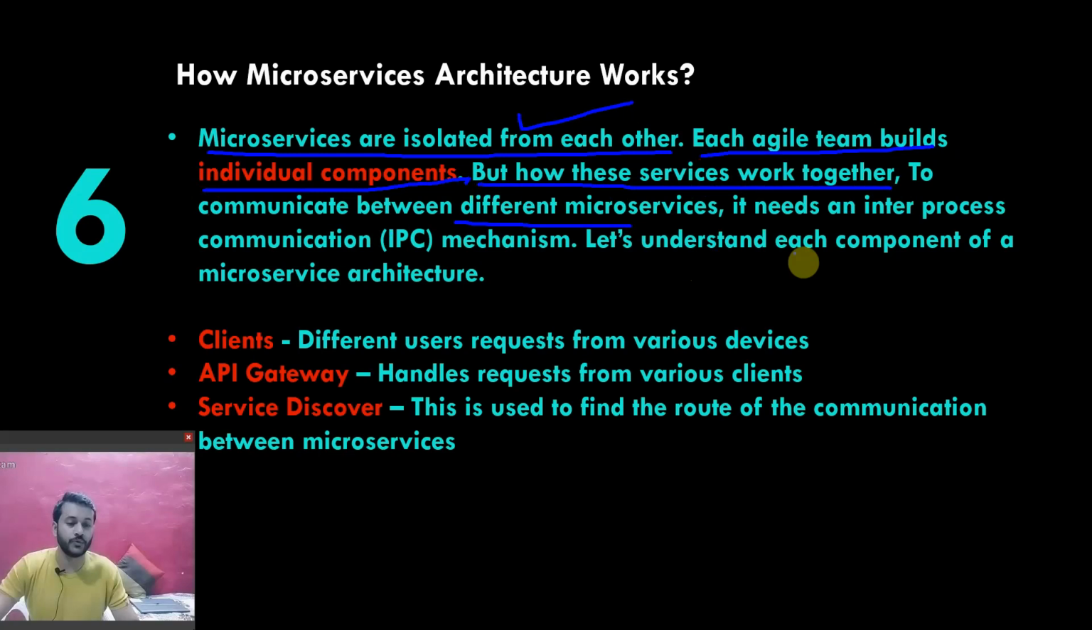Let's understand each and every component of microservices. I will make you understand how they communicate in just 2 minutes. Client: one client program, your browser or your mobile, sends a request. What is the API gateway? It handles requests from various clients. Discovery server is used to find a route of communication between microservices. I told you we have one microservice that we name the discovery server. Each and everything is a microservice here. We used Eureka server for it.